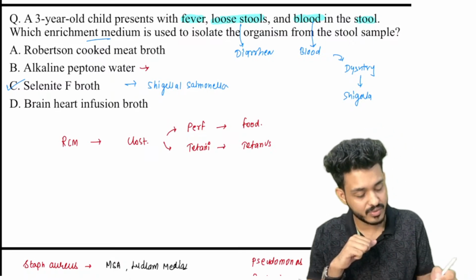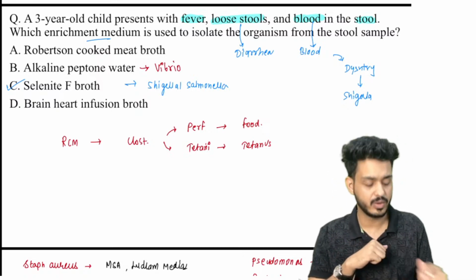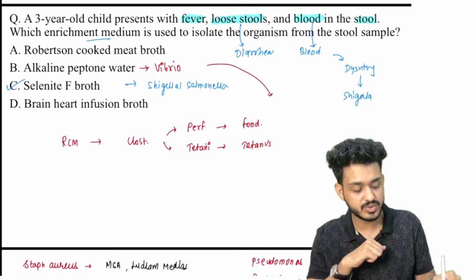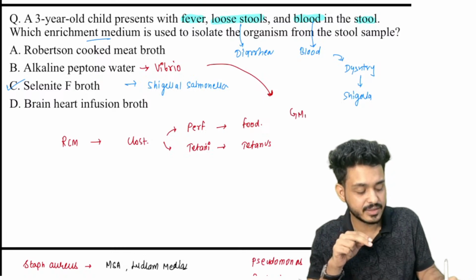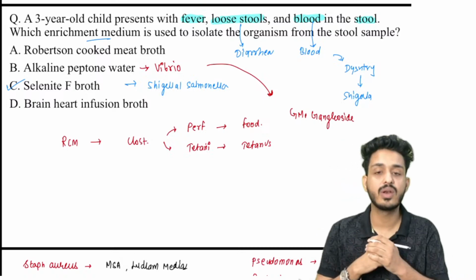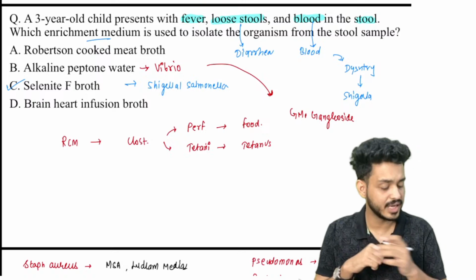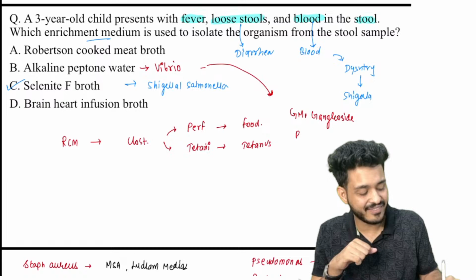Alkaline peptone water we will be using for Vibrio. And in Vibrio, what kind of diarrhea will you see? Remember guys, in Vibrio you will have two questions. One is from physiology: the toxin of Vibrio cholerae binds with GM1 ganglioside. And the second thing to remember about Vibrio is the kind of stool, that is rice watery stool.